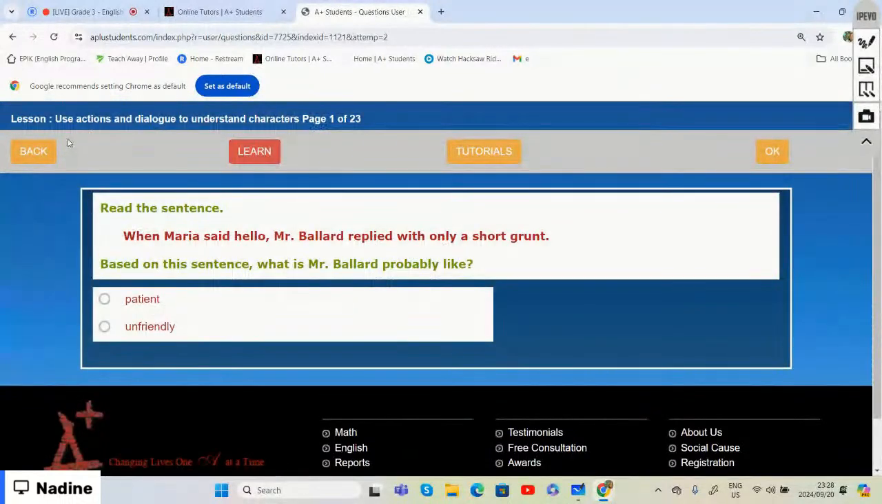We are going to a test now where we're going to use actions and dialogues to understand characters. It says, read the sentence. When Maria said hello, Mr. Ballard replied with only a short grunt.